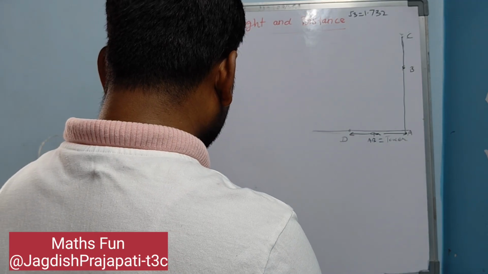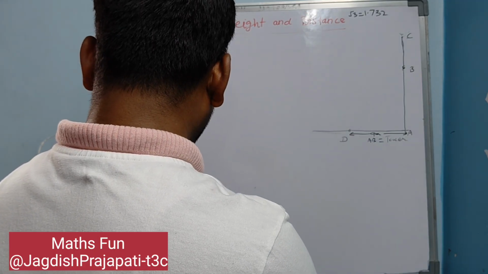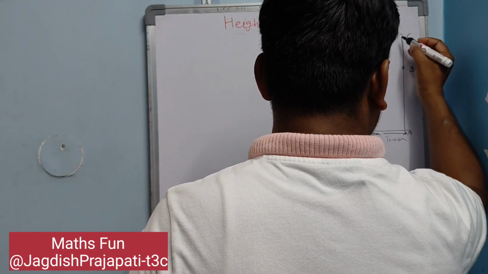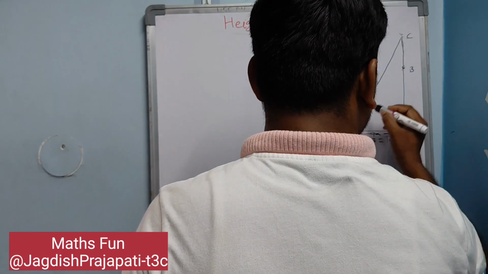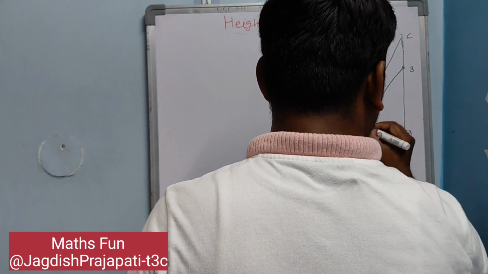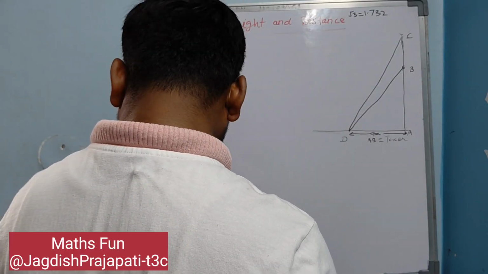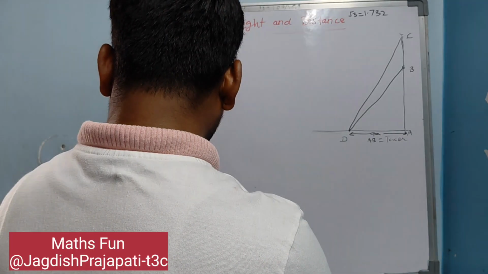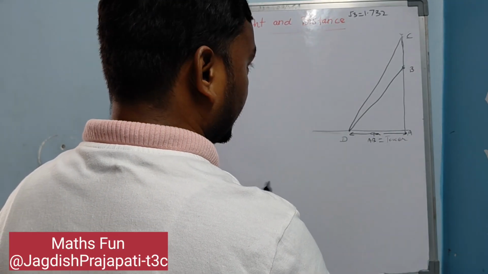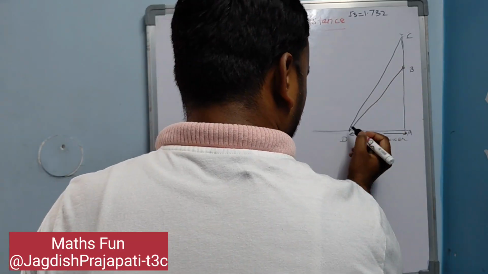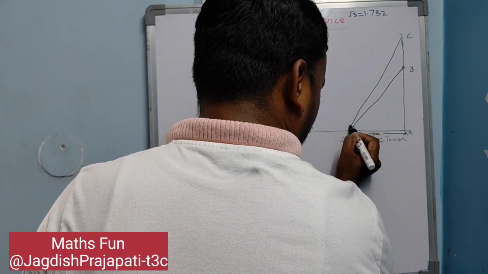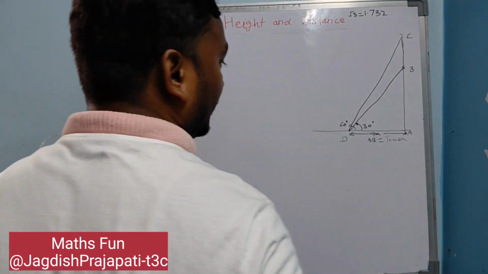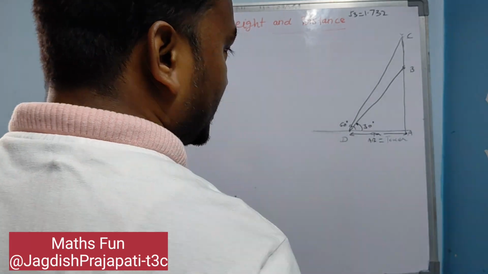The angle of elevation of the top and bottom of the flag pole. Top and bottom. So this is top and this is bottom. The angle of elevation from the top and bottom of the flag pole are 60 degree and 30 degree respectively. So this angle is 60 degree and this angle is 30 degree. This distance is 9 meter, it is given.